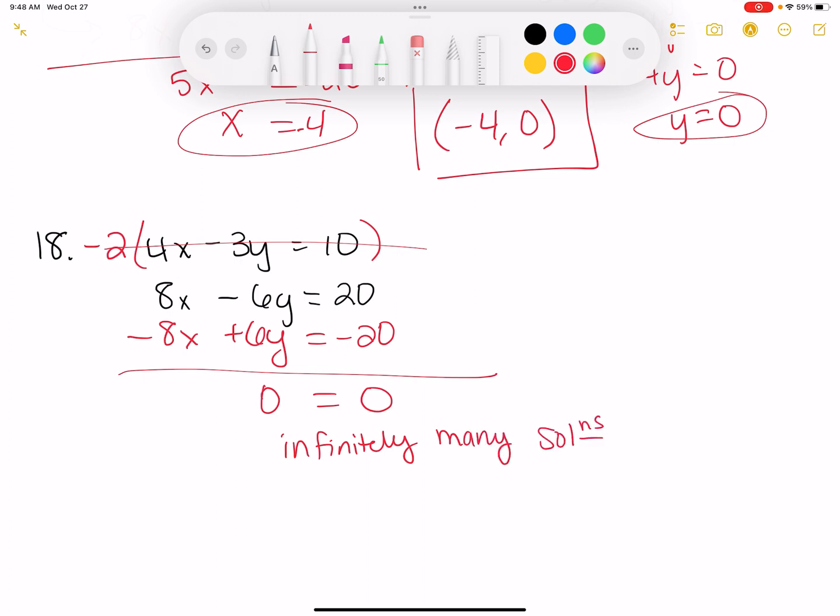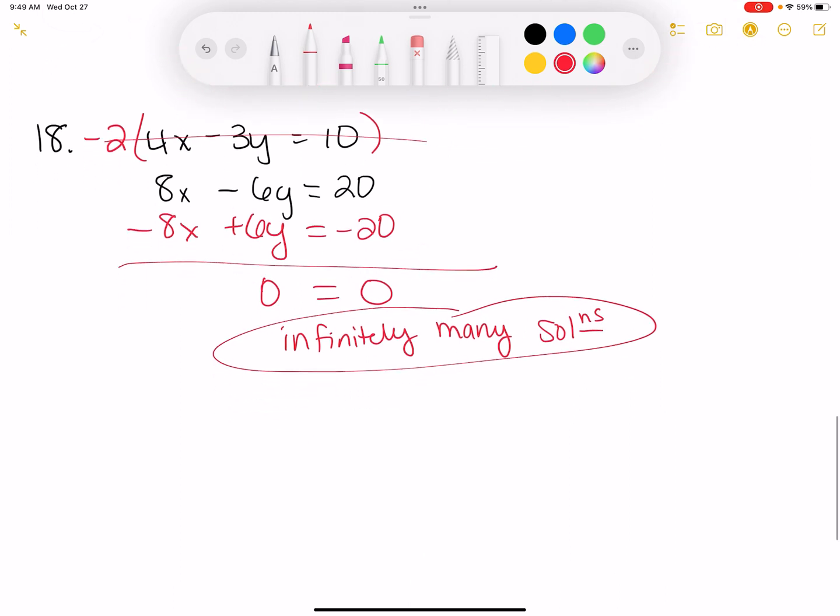And we're done with that one. That one was pretty easy. Well, the 16 was easy too. We just messed up on our negatives. The negative signs. I hate negatives.